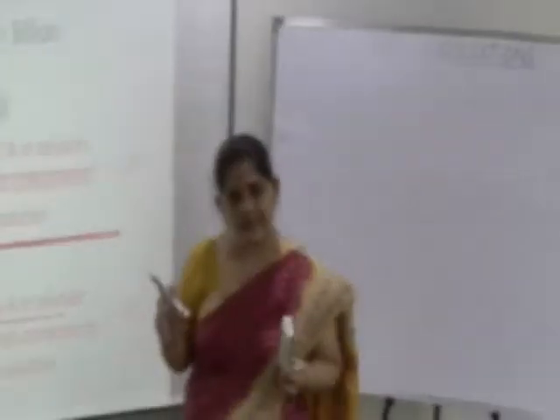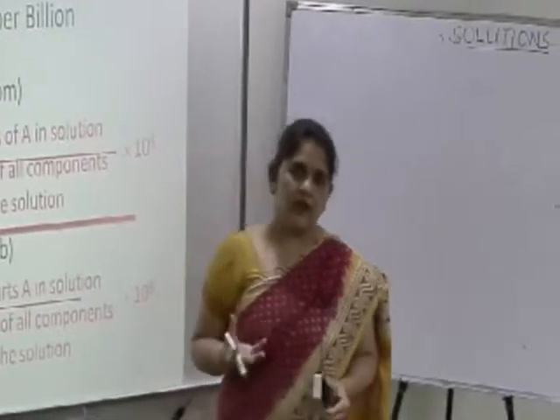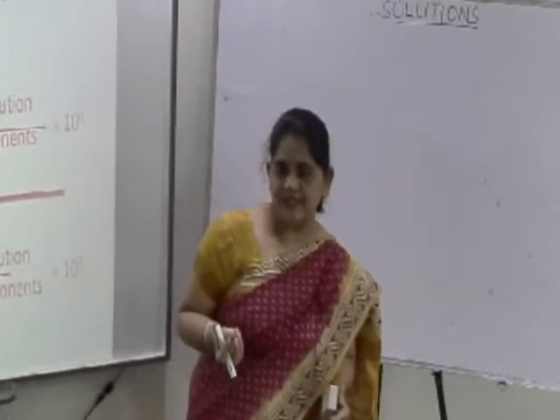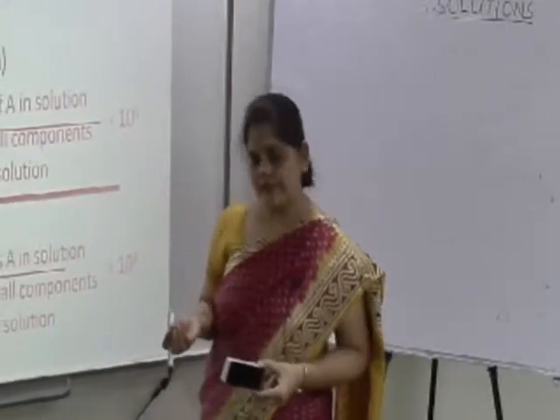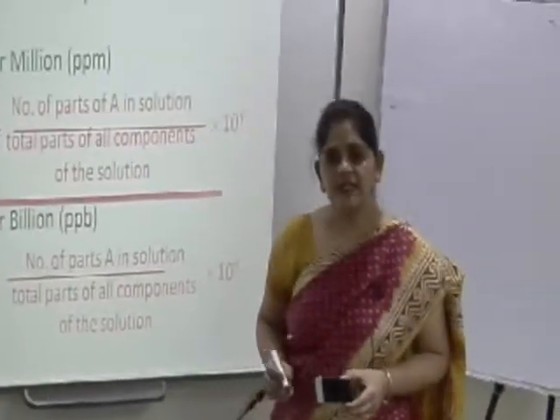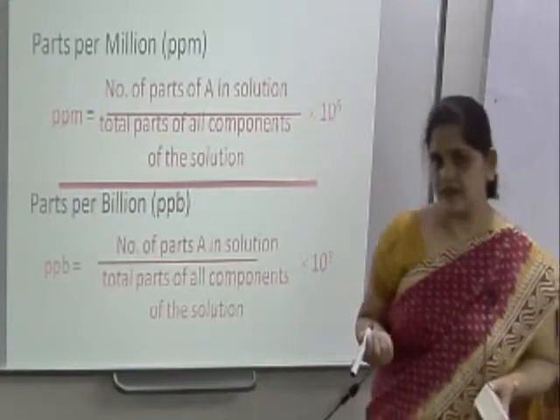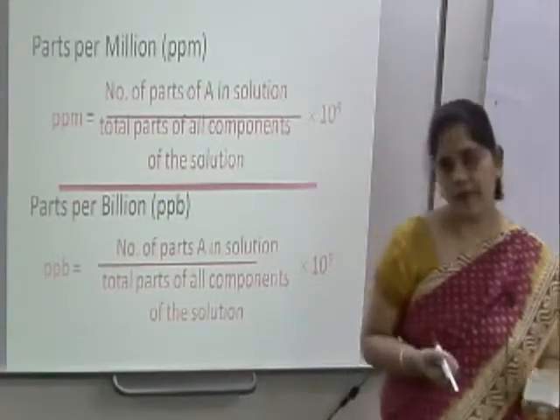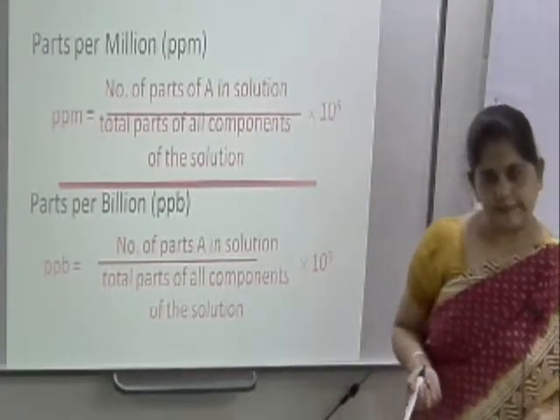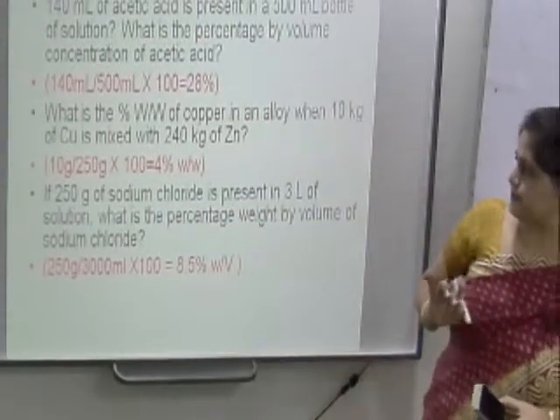That is, on a scale of million, we are measuring the amount of the solute present or the volume of the solute present. Similarly, when we talk about parts per billion, it is for every 10 to the power of 9 parts of the solution, how many parts of the solute are present.